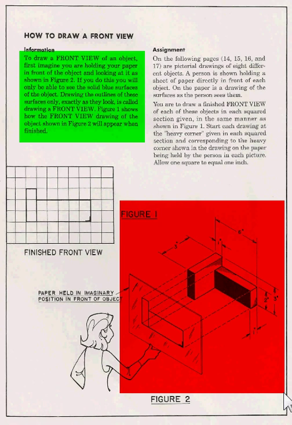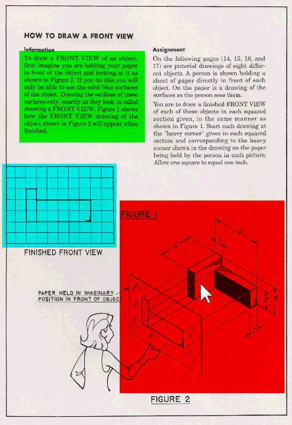If you do this, you will only be able to see the solid blue surfaces of the object. Drawing the outlines of these surfaces only exactly as they look is called drawing a front view. Figure 1 shows how the front view drawing of the object shown in figure 2 will appear when finished. So this is figure 1.